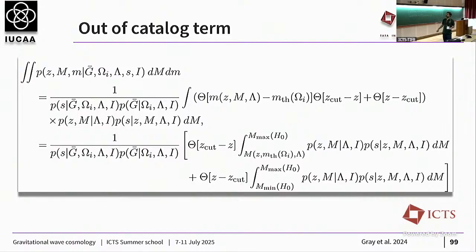Okay. So this is the out of catalog term. This is another integral that went into our redshift prior. So this is just the prior, but this is important, right? It's the redshift prior where all this galaxy catalog information is going, which tells you in this direction what are the kind of redshifts that we expect for our gravitational wave events.